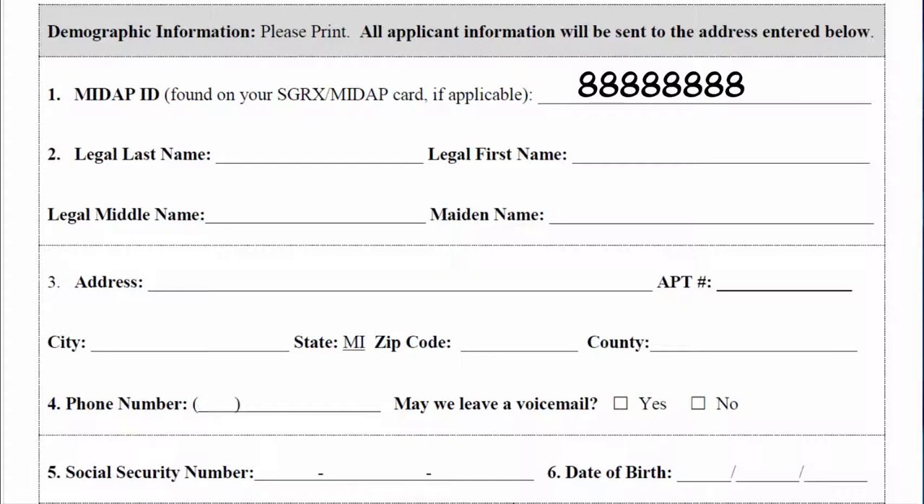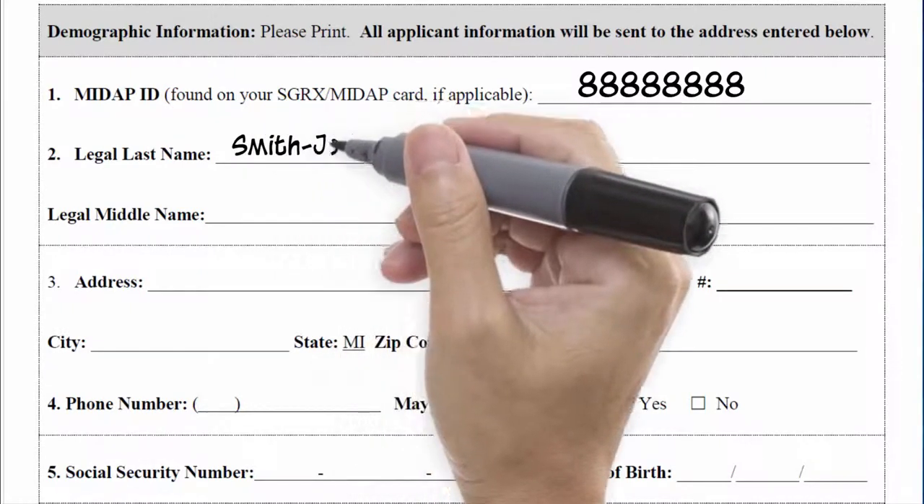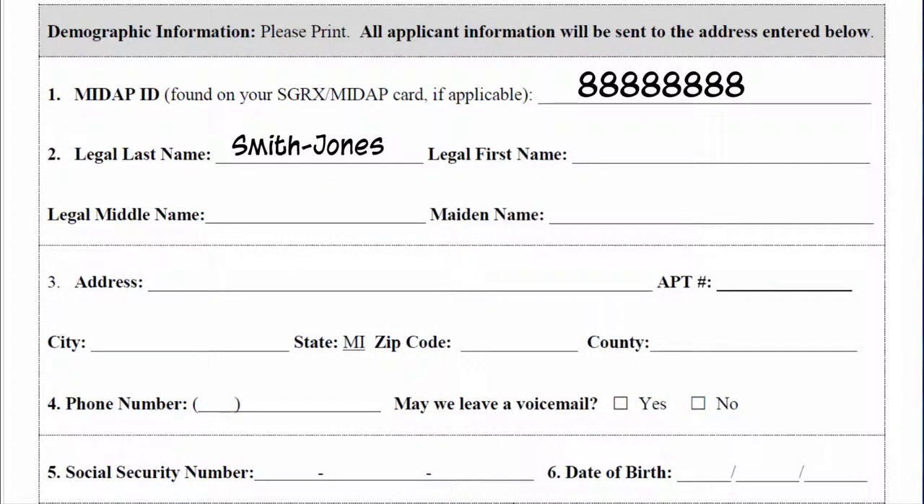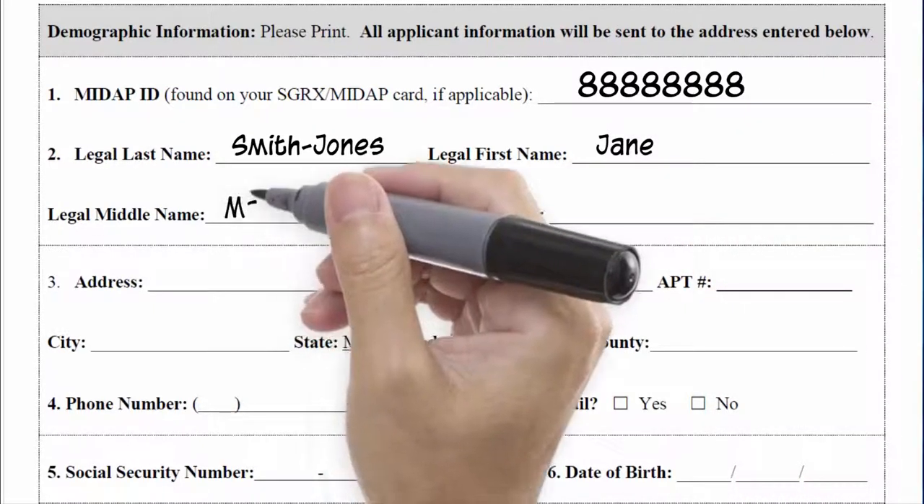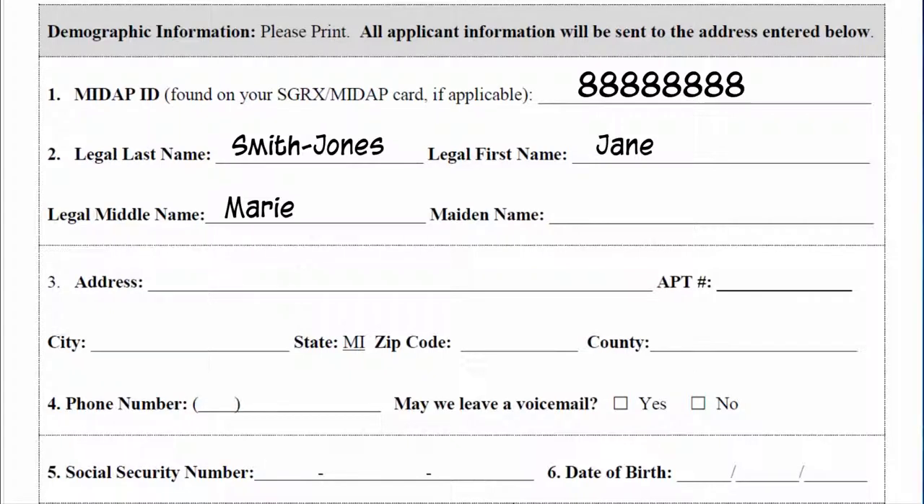Question 2 asks for your legal name, which is the name on your government-issued form of identification. The first blank is for your last name. If your last name is hyphenated, both names should be on this line. The second blank is for your first name. The third blank is for your middle name, if you have one. Write out your full middle name. If you only have a middle initial, just put the initial. Leave this spot blank if you don't have a middle name.